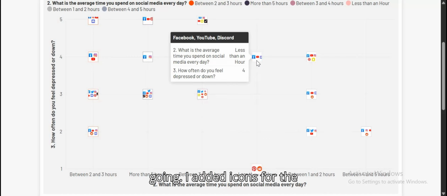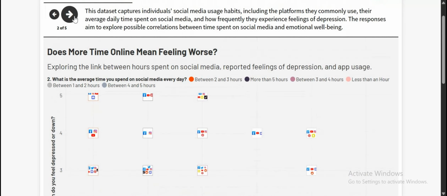I added icons for the apps they use, and I also added the names of the apps they use.